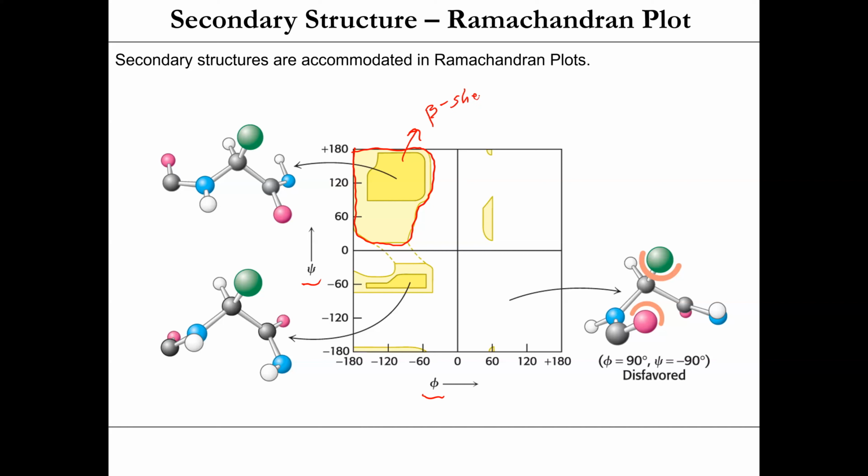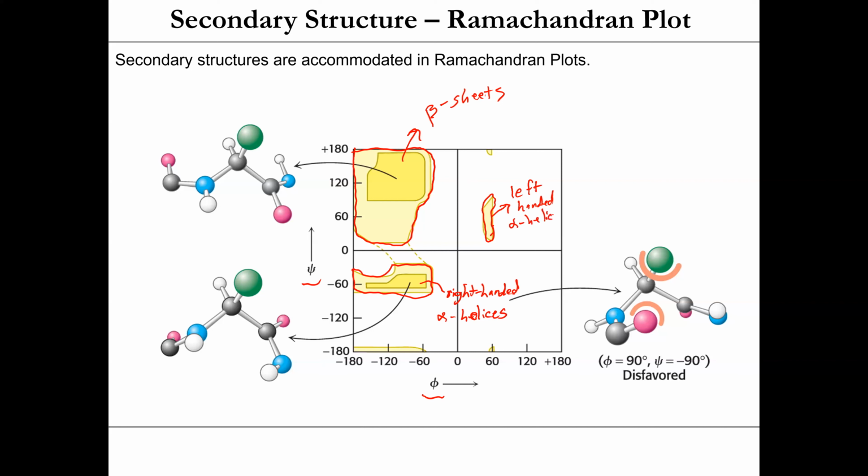And then this region right here, which is also very common, these are the right-handed alpha helices. And then this little tiny region right here, which is less common, but still pretty conformationally stable in some instances, would be left-handed alpha helices.